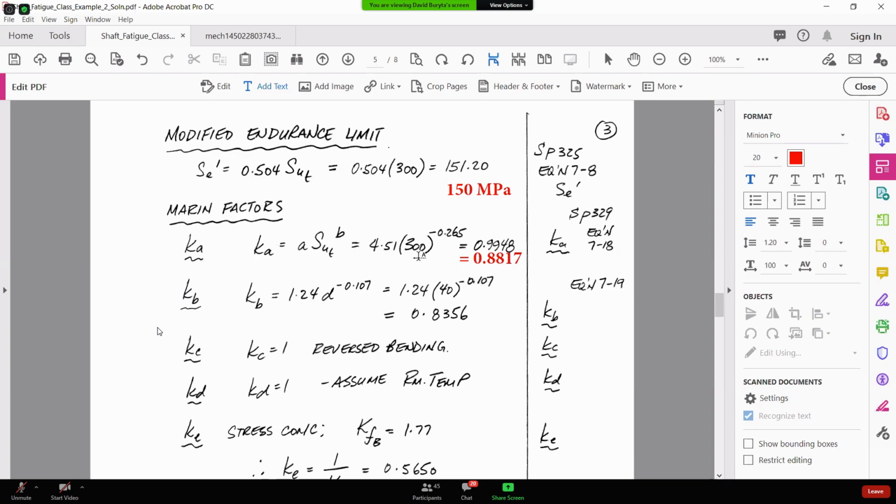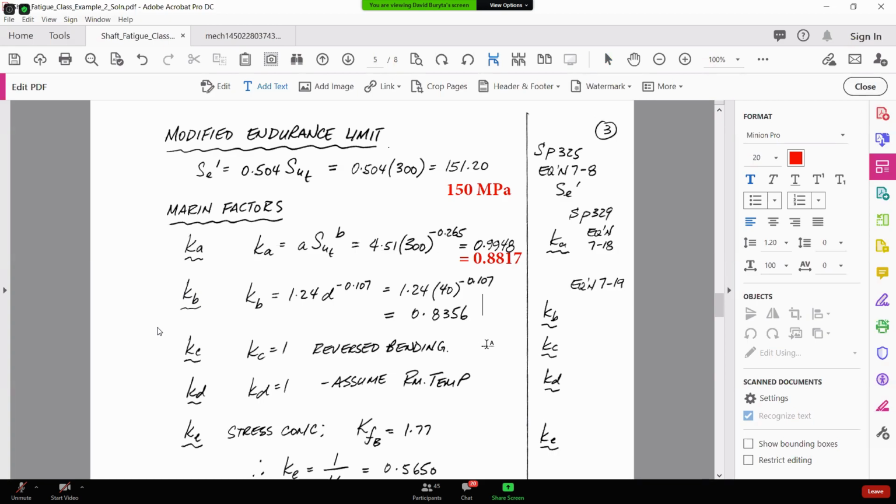Be careful, you put in 300, not 300 times 10 to the 6th. Okay, for the KB value, which is the size factor, it's the same in the 10th and the 11th edition, but notice here that we use the smaller diameter always, okay? Right, because that's where the failure will occur, on the smaller diameter. So you should get the same value here in the 11th edition of 0.8356.